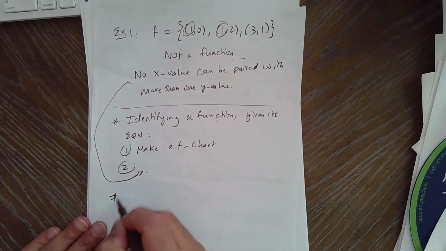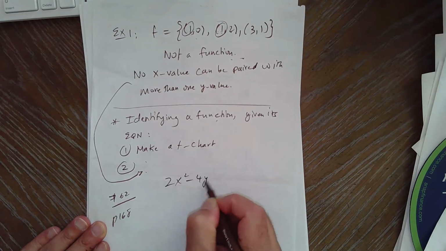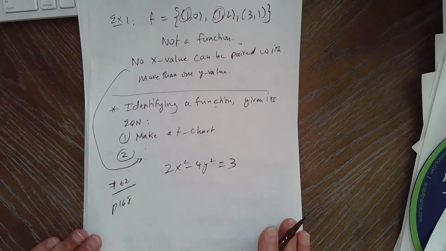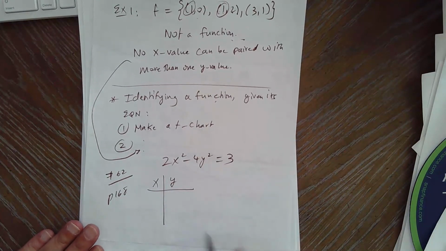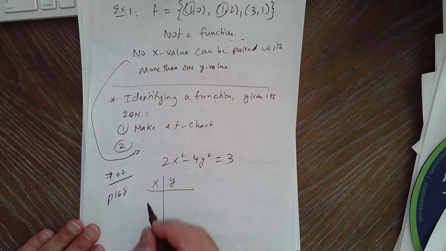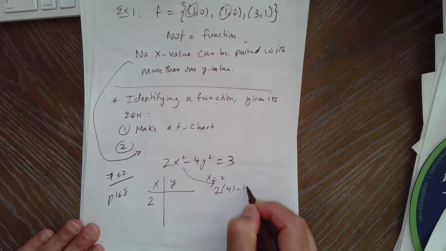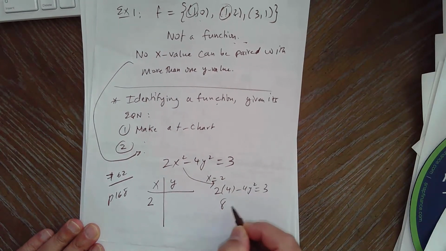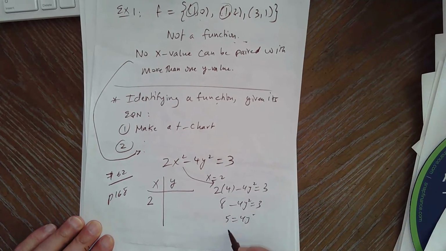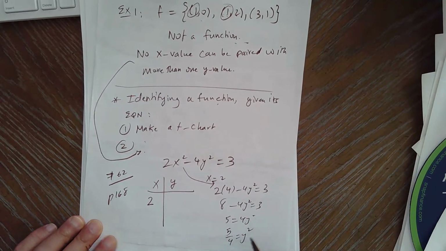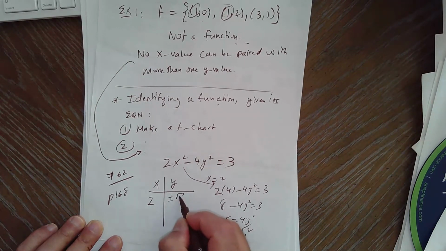So for example, 62, page 168, 2x squared minus 4y squared equals 3. Is this the equation of a function? Well, let's see. If we pick any x value, say x equals 2, we put it in, and then we get 2 times 4 minus 4y squared equals 3. 8 minus 4y squared equals 3. 5 equals 4y squared. 5 over 4 equals y squared.